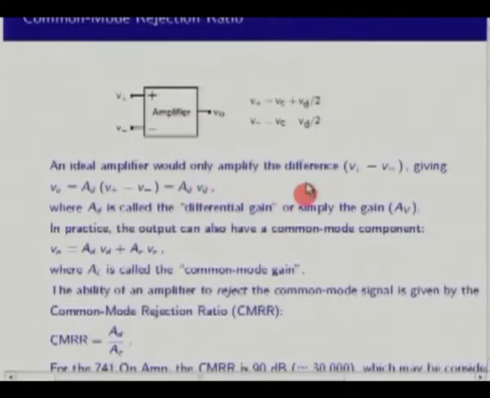So an ideal amplifier would only amplify the difference between these two, and that is just Vd, and that will give you some gain times V plus minus V minus, which is Ad times Vd, where Ad is called the differential gain or simply the gain, Av. In practice, as we know, the amplifier will also amplify the common mode component, and the actual output will be given by Ad times Vd, which we want, plus some common mode gain times Vc, which we don't want. Okay, so Ac times Vc is the output voltage that we actually don't want. In fact, we want it to be 0, where Ac is called the common mode gain.